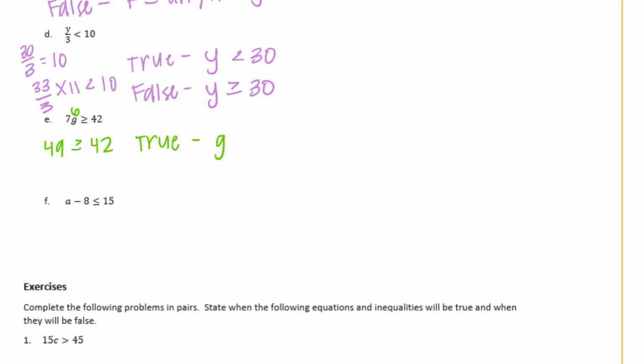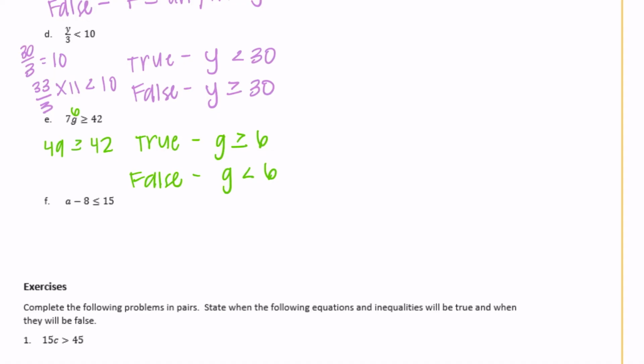So to make it true, g needs to be greater than or equal to 6. To make it false, g just needs to be less than 6. For example, if it was 5, 7 times 5 is 35, and 35 is not greater than or equal to 42.